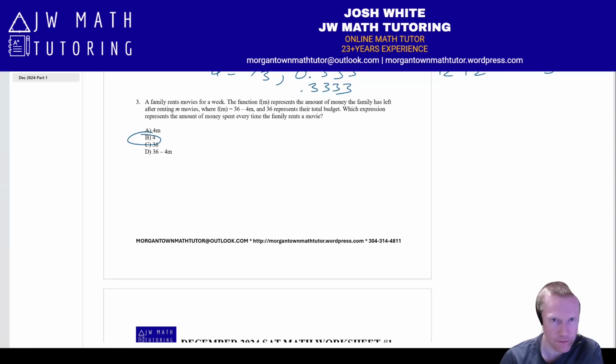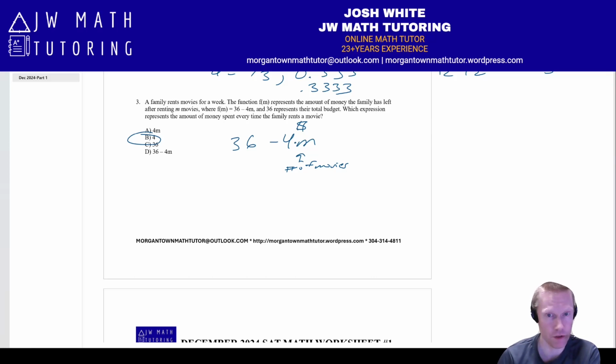It's 4, because what's happening is they're starting at $36, right? And then they're subtracting from that 4 times M. Well, M is just the number of movies. So notice that's multiplied by 4. That's what tells us that the cost per movie is $4, because $4 per movie times M movies gives us a total dollar amount that we subtract from 36 to get the amount of money left. So the answer to this is just B, 4.